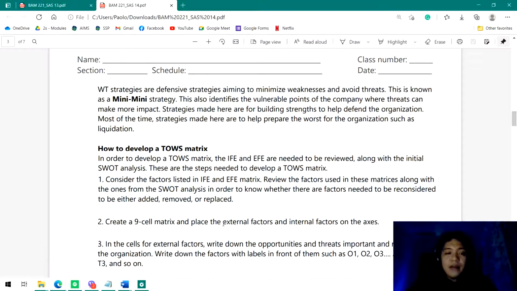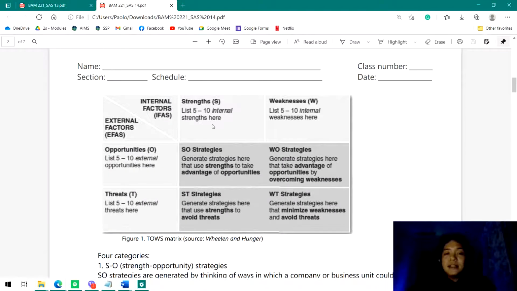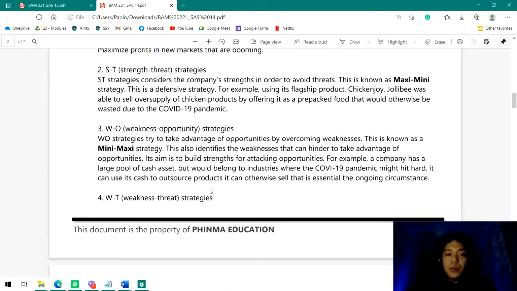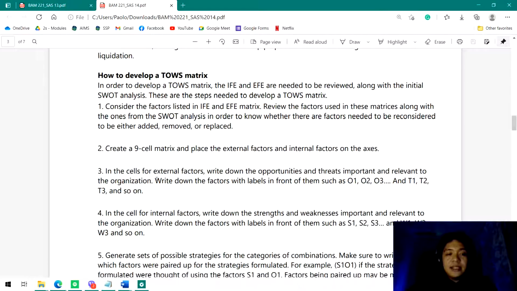Now next, you have to do a 9-cell table or 9-cell matrix and place the external and internal factors on the axis. Tulad ng sinabi natin kanina, sa x-axis or horizontal, top row natin, the first row, strength and weakness, and then first column, opportunities and threats naman sa y-axis or yung patayo, columns. Next, in the cells for external factors, write down the opportunities and threats. Important. Tapos, ang gagawin nyo, ililabel nyo sila ng O1, O2, O3 respectively.